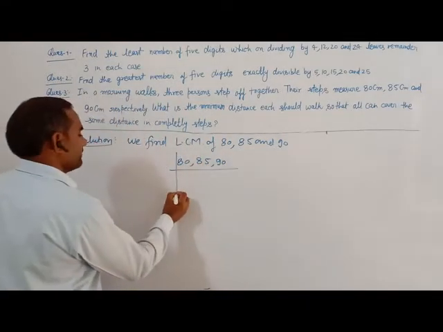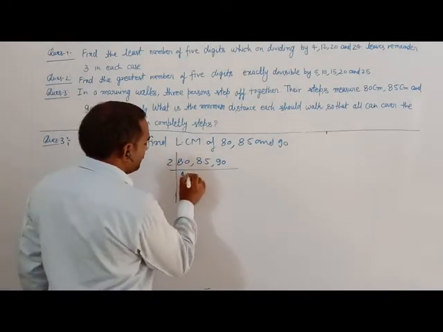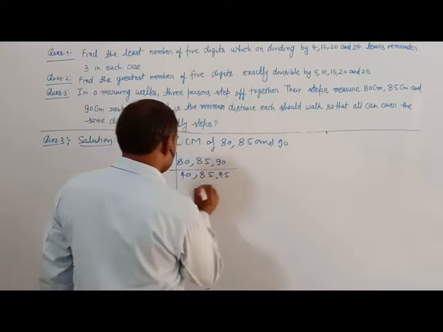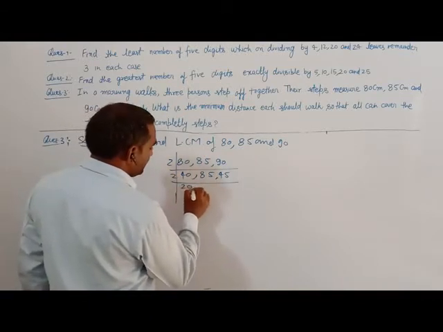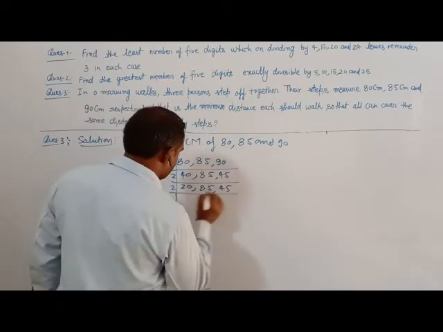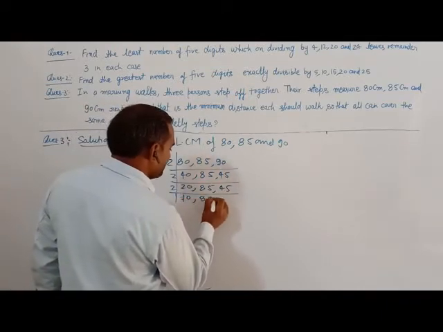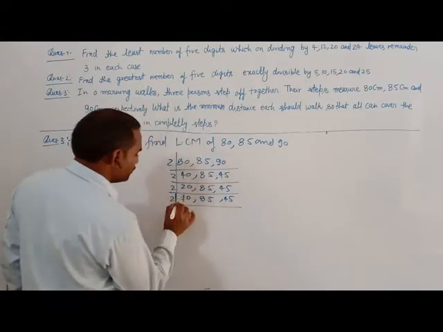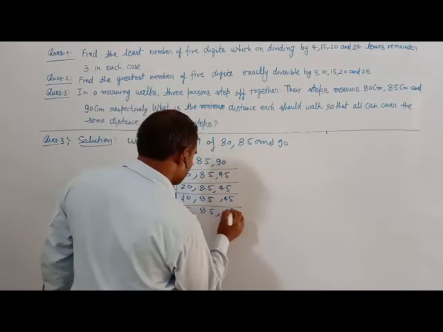First of all we divide by the smallest number, 2. 2 fours are 40 (80 becomes 40), 85 is not divisible, 2 fives are 10 (90 becomes 45). Now we divide again by 2: 20. 85 is not divisible, 45 is also not divisible. Again by 2: 10. 85 is not divisible, 45 is also not divisible.